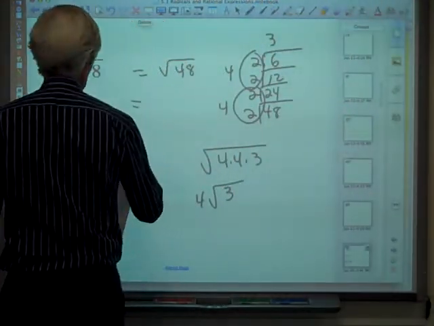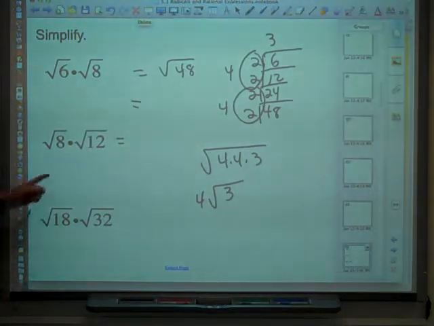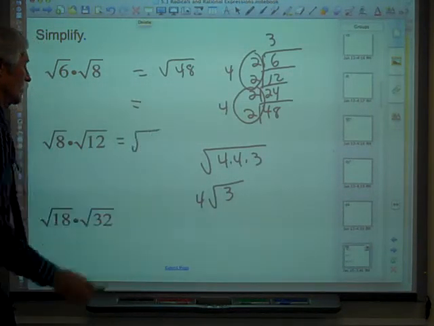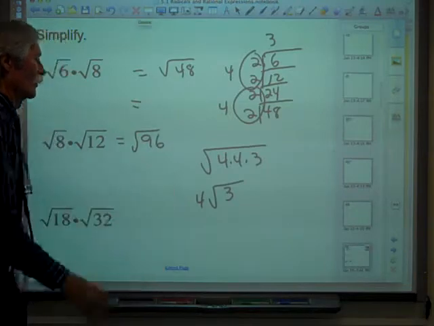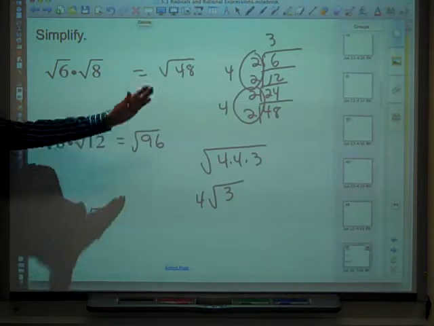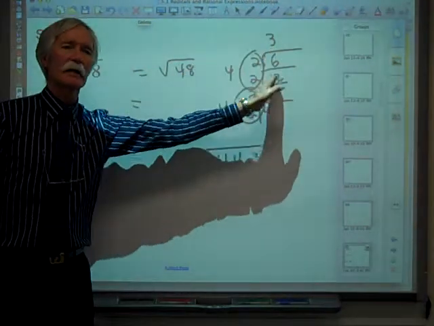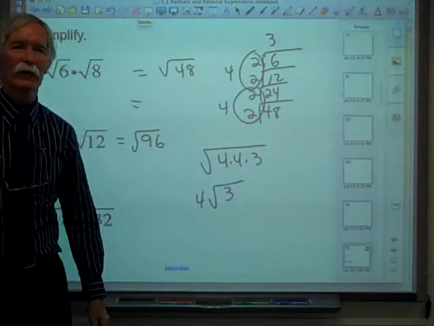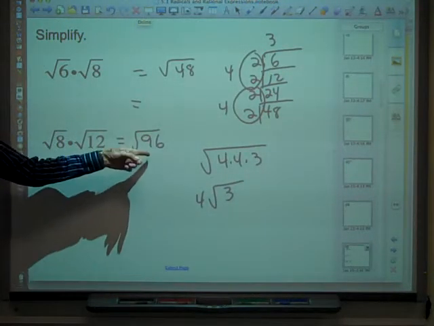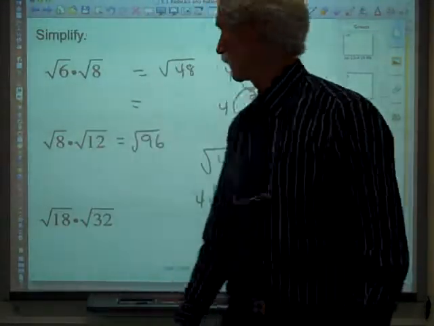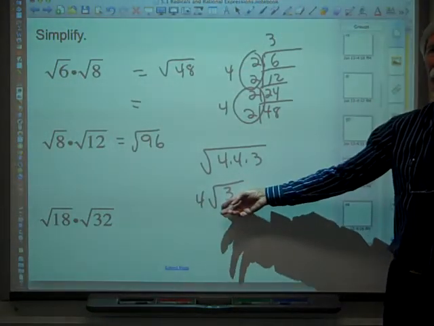So what's 8 times 12? 96. Nice. Find the square root of 96. Try this way, just for the fun of it. Do the square root of 96, simplify it. It will look something like this guy does here.